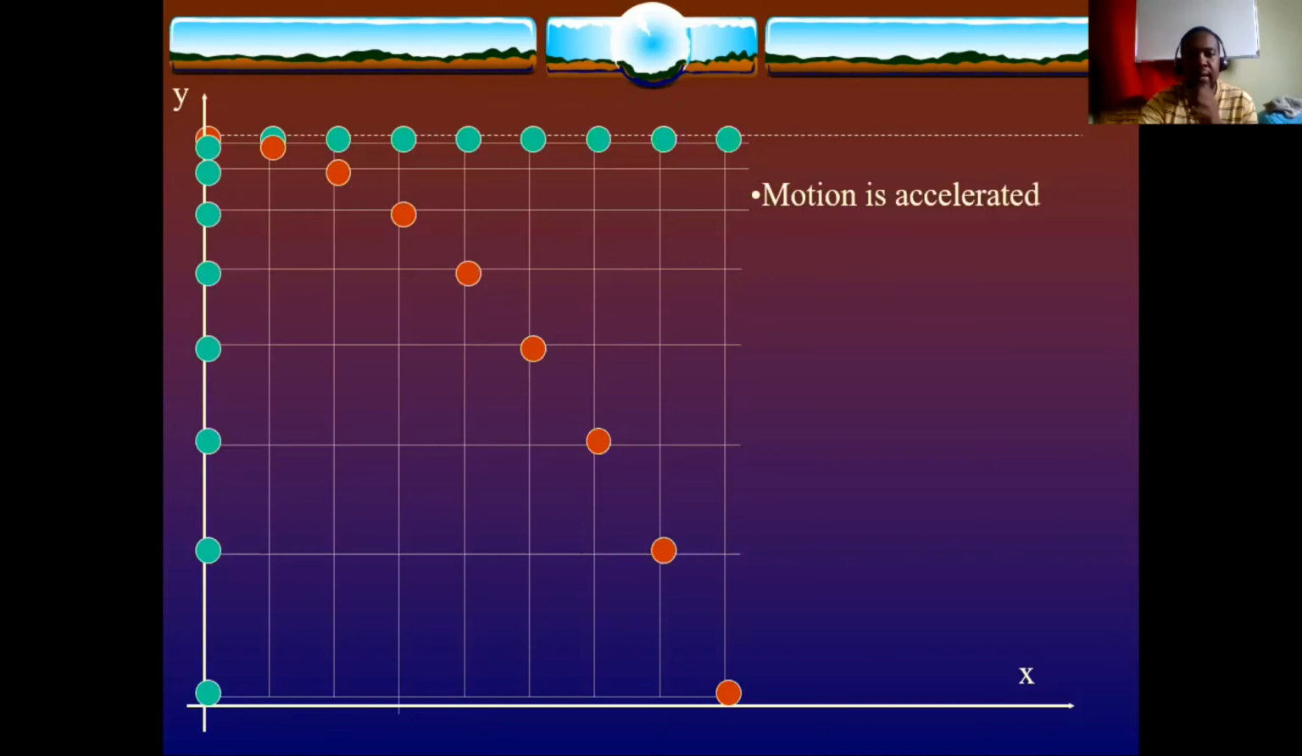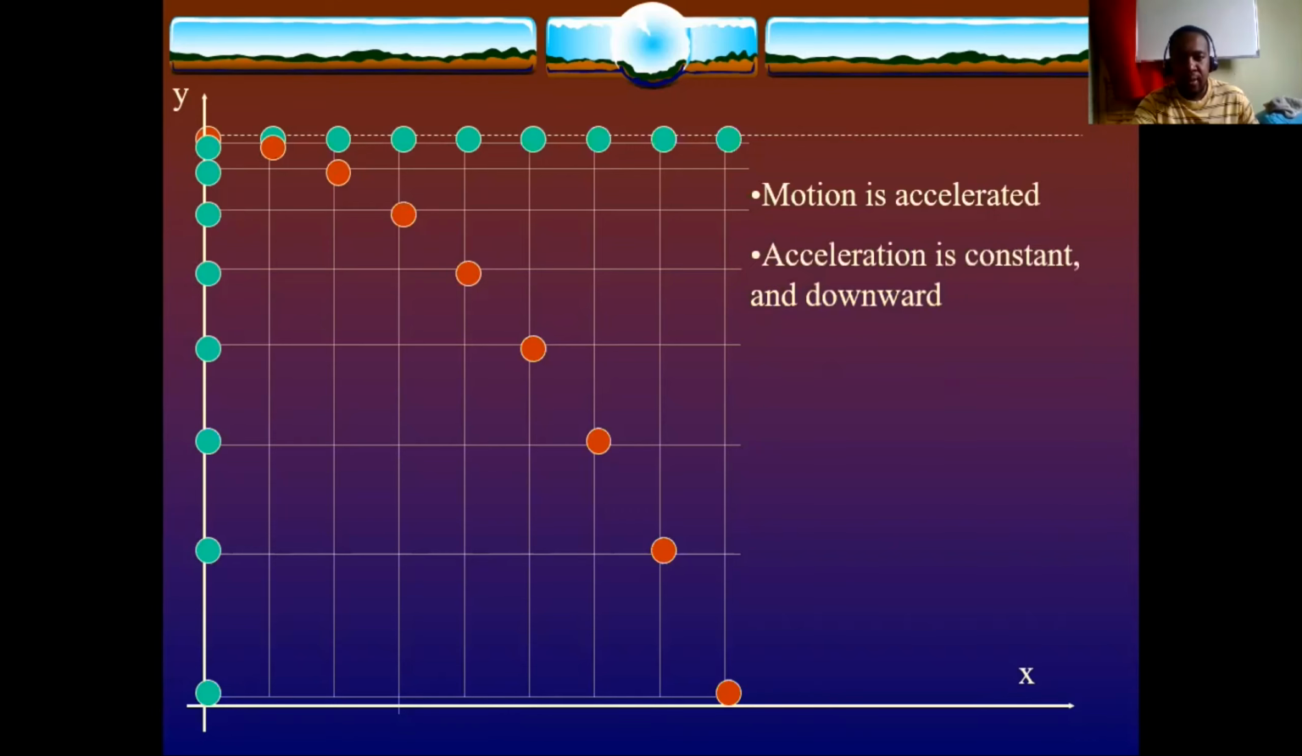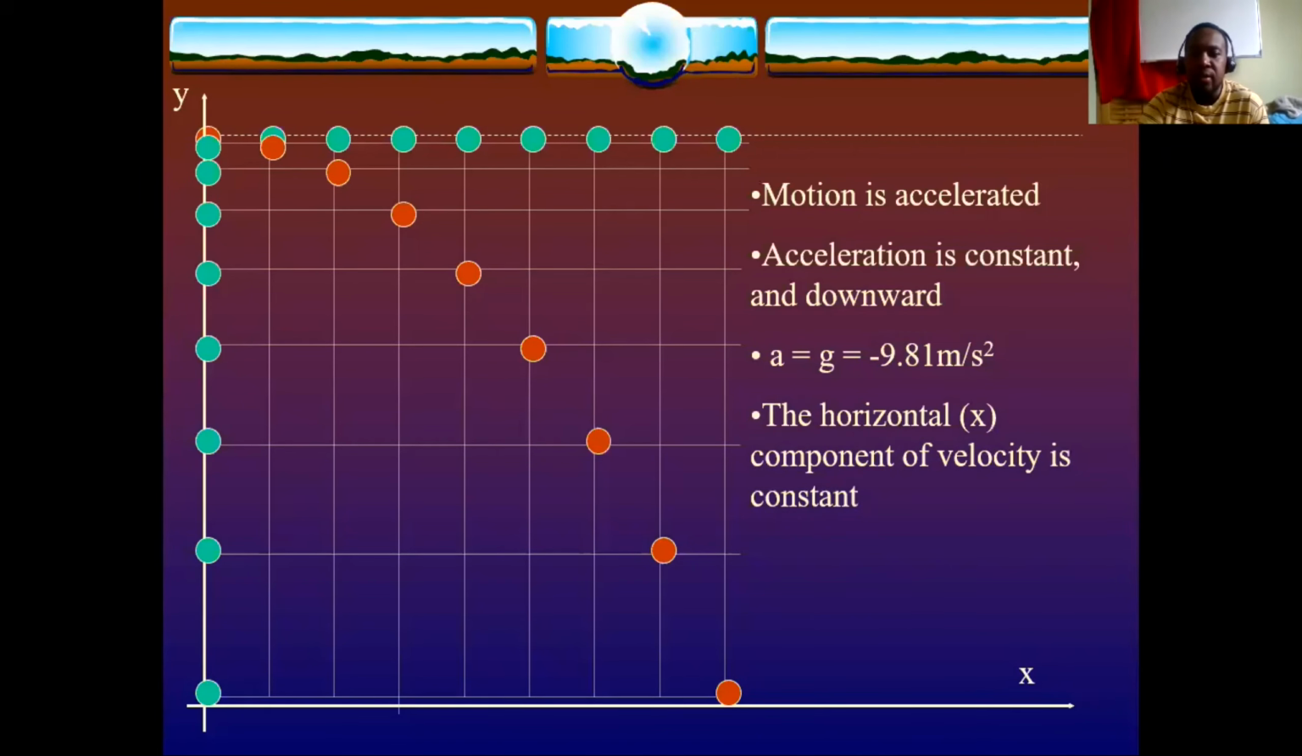At this point, we know that the object is accelerating because it's falling in air, so gravity is affecting it. The acceleration is constant and is downwards, right? Gravity is acting downwards, so the value never changes; it's a constant acceleration that's always acting down. So a is equal to g, which is negative 9.81 meters per second squared. The horizontal component of velocity is constant.